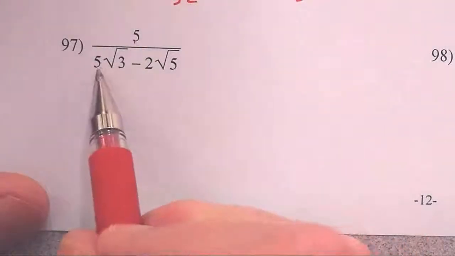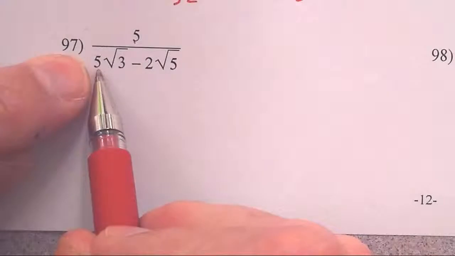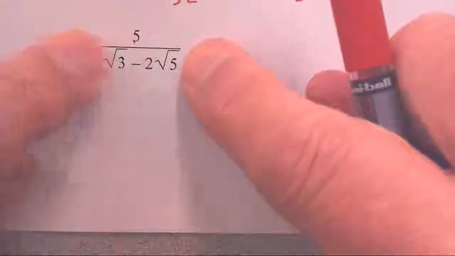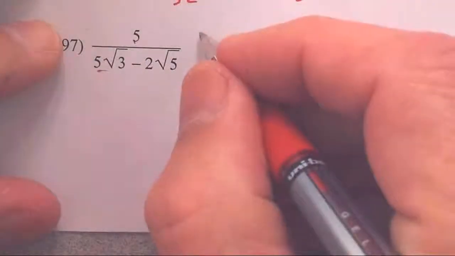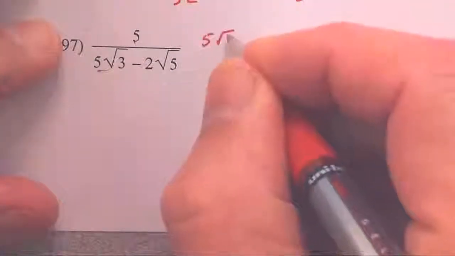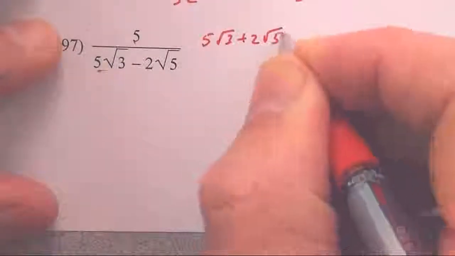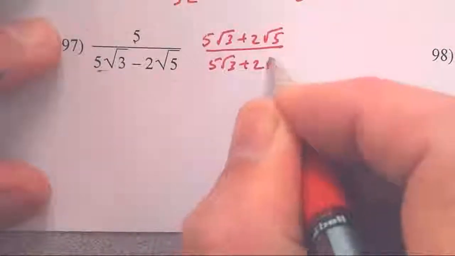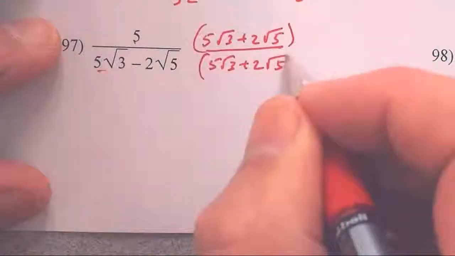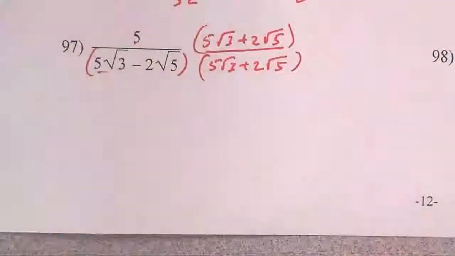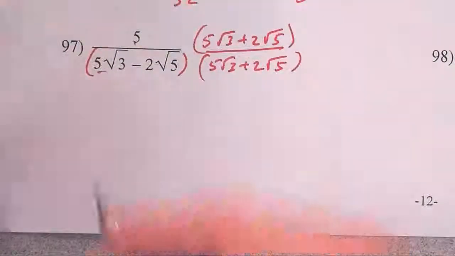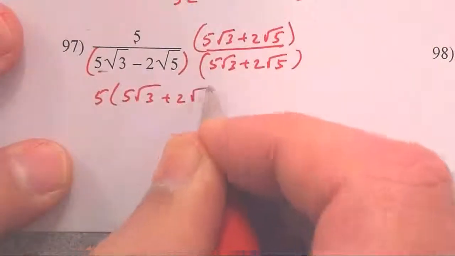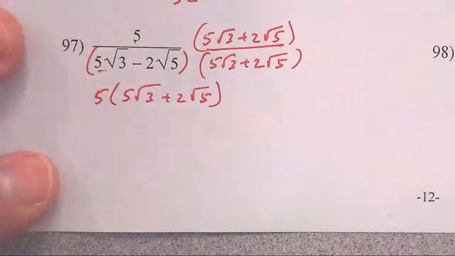Can I reduce this 5 with this 5? This 5 is not a factor of the bottom. It's a factor of this term, but it's not a factor of that term, so I can't reduce by 5. So conjugate, let's get it right. 5 root 3 plus 2 root 5 and 5 root 3 plus 2 root 5. I don't know what's going to happen in the numerator that would be good, but the denominator, good stuff's going to happen. So 5 times 5 root 3 plus 2 root 5, the denominator is worth foiling.